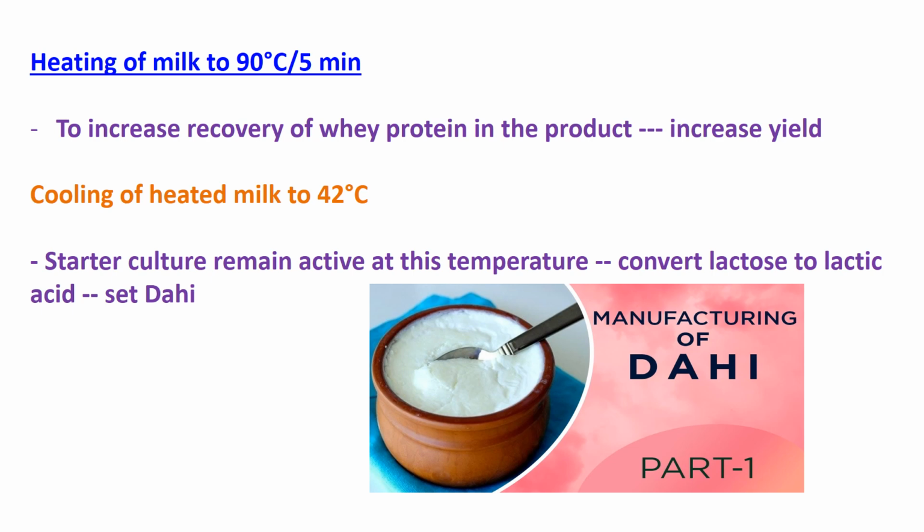Now this is briefly about heating of milk to 90 degrees Celsius for 5 minutes. This is for pasteurization and making the milk safe and perfect for fermentation, to increase the recovery of whey protein in the product and increase the yield. That temperature is very good. And the cooling of heated milk to 42 degrees Celsius, because at this temperature the starter culture remains active and it can easily convert lactose to lactic acid and give perfect setting of dahi.